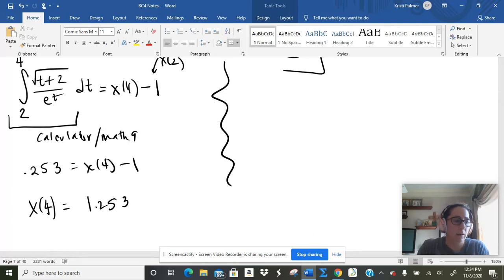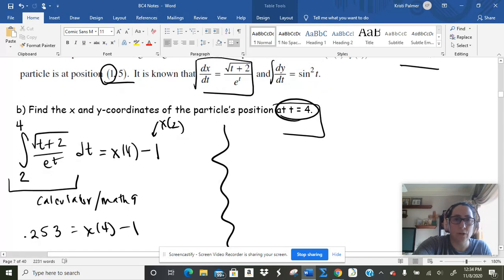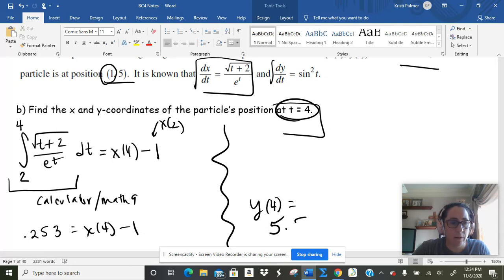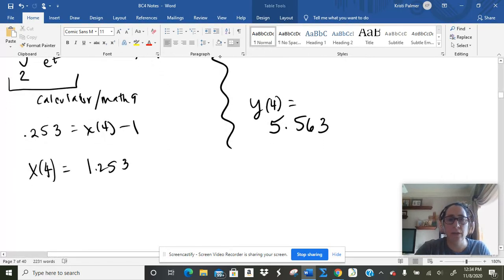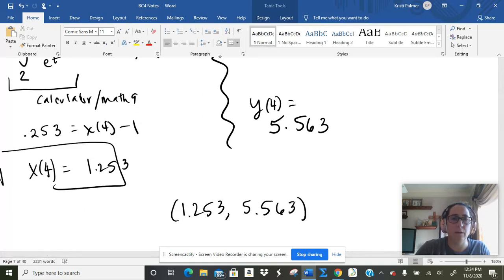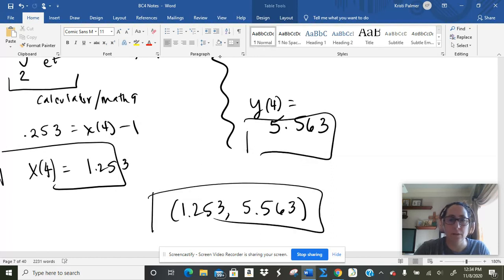And there you go. So let's go do the y. Actually, see if you guys can do the y on your own. Go see if you get 5.563. Okay, that'll help you. And then you can leave it just like this, or you can write it in the coordinate form. It's up to you. Either way doesn't matter. But make sure you can get this on your own. If not, let me know and I'll help you out. Okay, so that's the end of day 1.